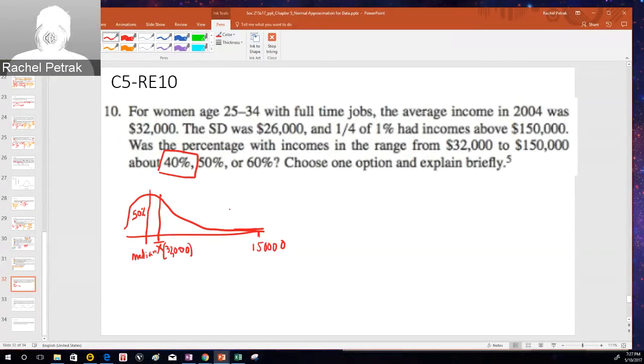And since this is a positively skewed distribution, the 50% is below the mean. More than 50% is below the mean.